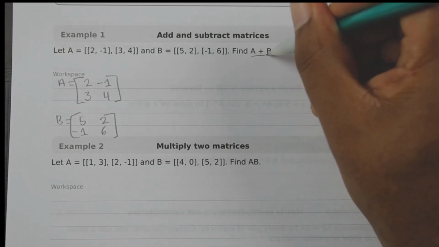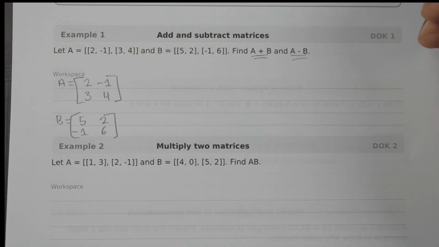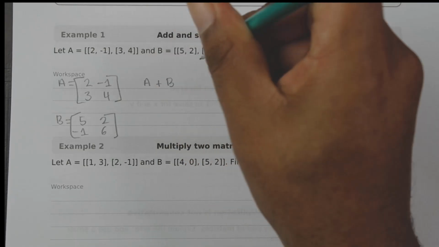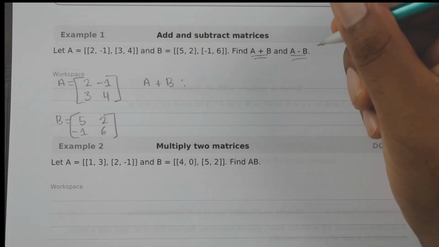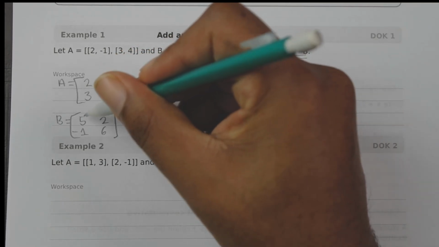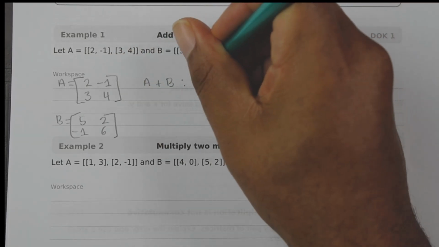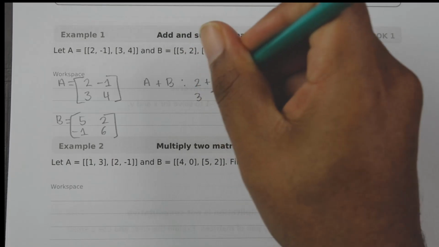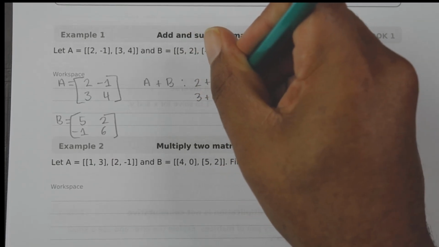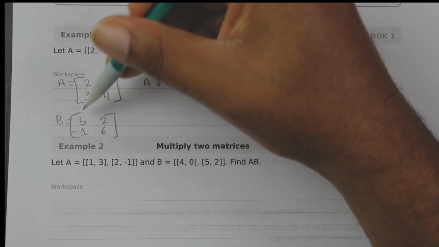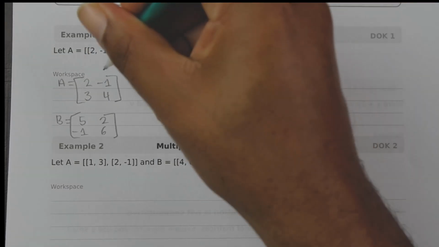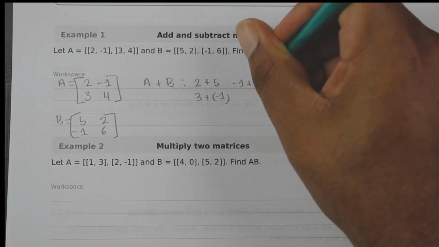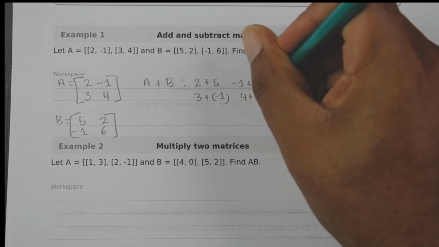And so what we want to do is find A plus B and A minus B. In order to find A plus B, what we would essentially do is add the terms together. So the first one would be 2 plus 5. Then we would have 3 plus -1. And then we would do -1 plus 2, and then 4 plus 6.